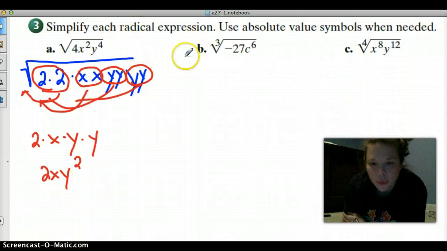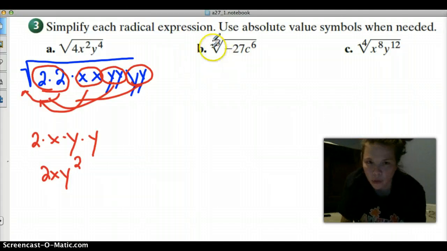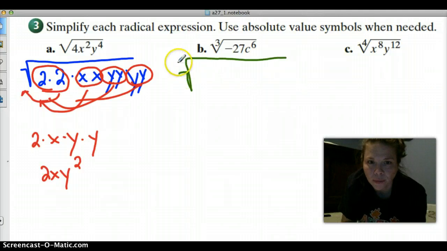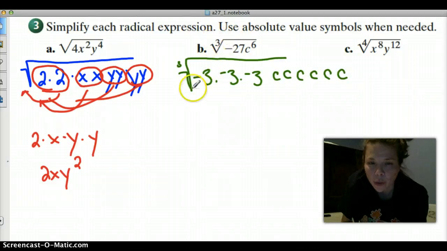Moving along to B, we have negative 27c to the 6th, and we are finding the cubic root of this one. So that is negative 3 times negative 3 times negative 3, and then we have 6 c's, 1, 2, 3, 4, 5, 6. We're looking for that cubic root, so we're going to look for groups of 3.